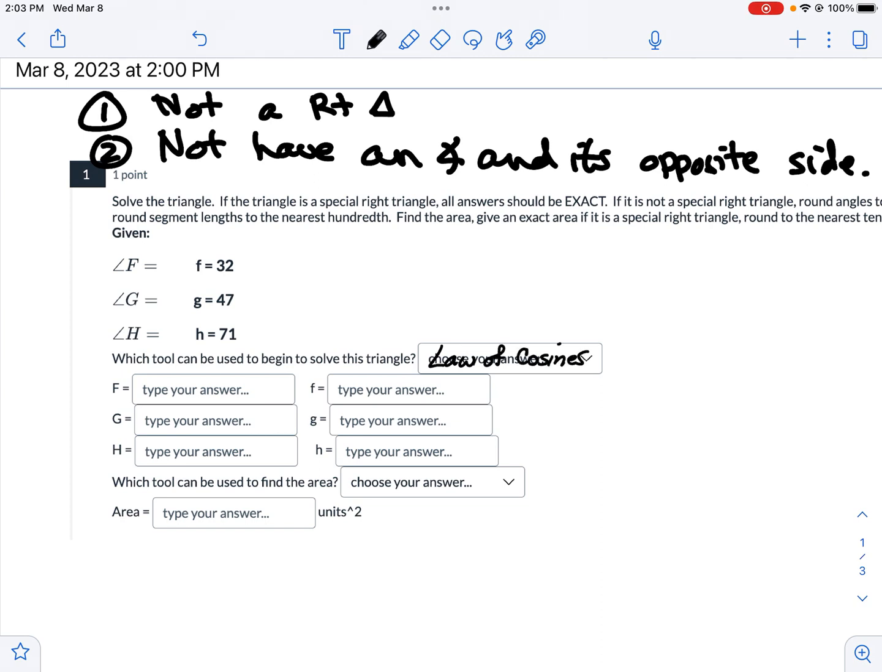All right, so now we're going to find an angle. And it doesn't matter which angle you find first. I always like to find the largest angle first. There's no specific reason why. But I know H is going to be largest, because H is the largest line segment. So I'm going to choose to find angle H first.